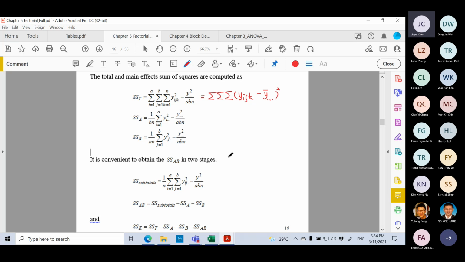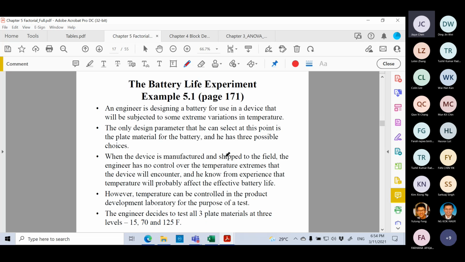So now after this part, I will go through the first example for the factorial analysis. In this example, they want to design a battery for use in a device that is subject to some extreme variation in temperature. The only design parameter the engineer can select at this point is the plate material for the battery, and he has 3 possible choices.